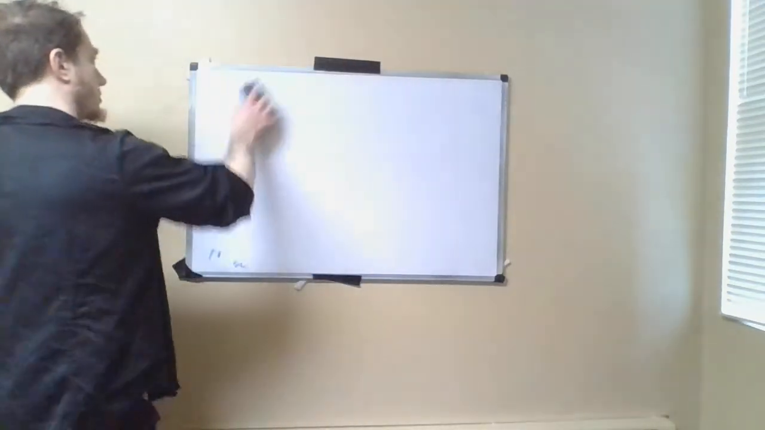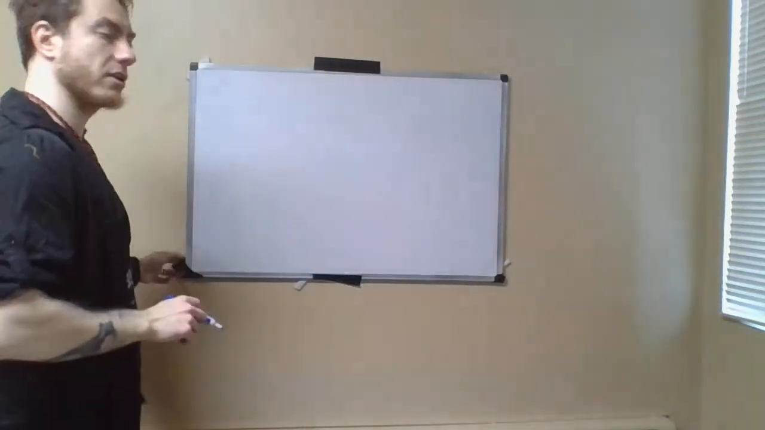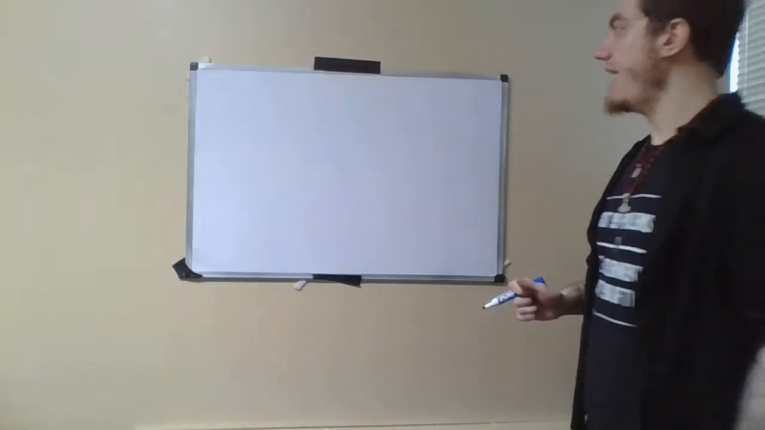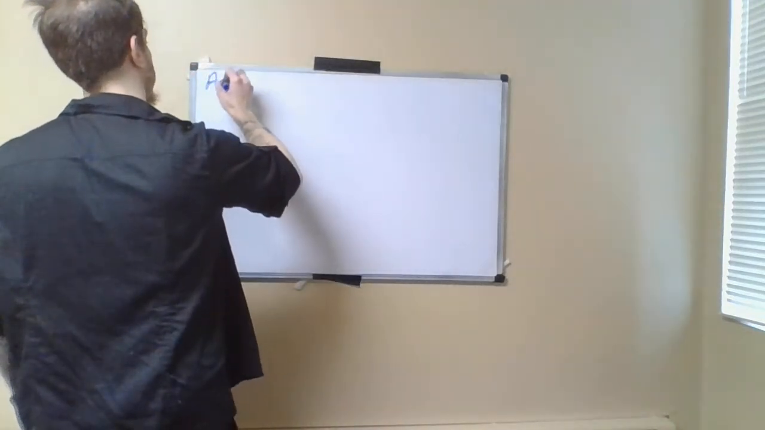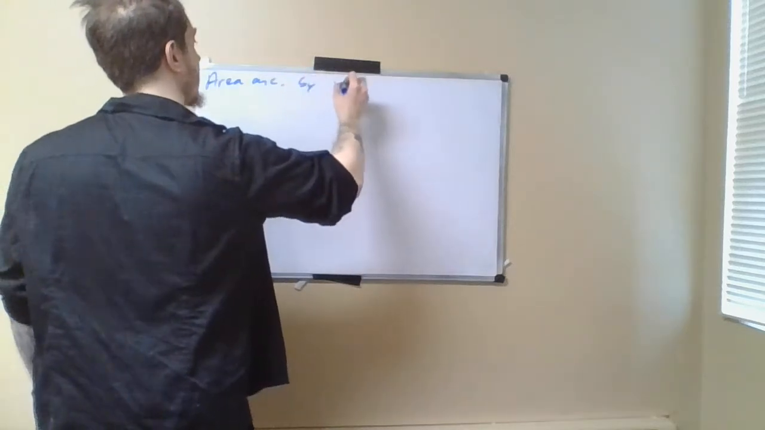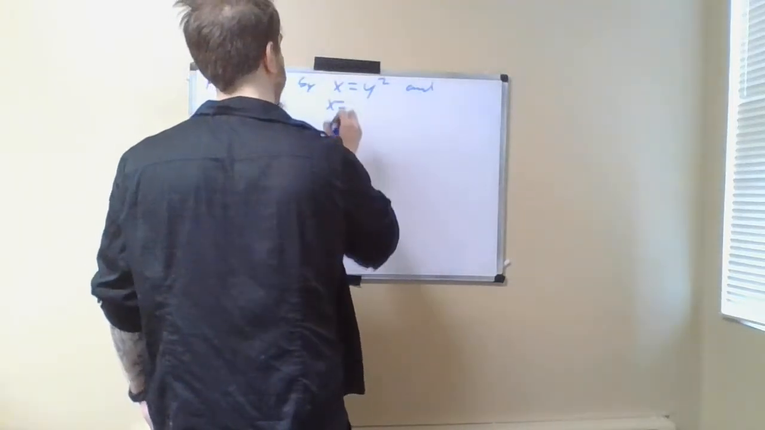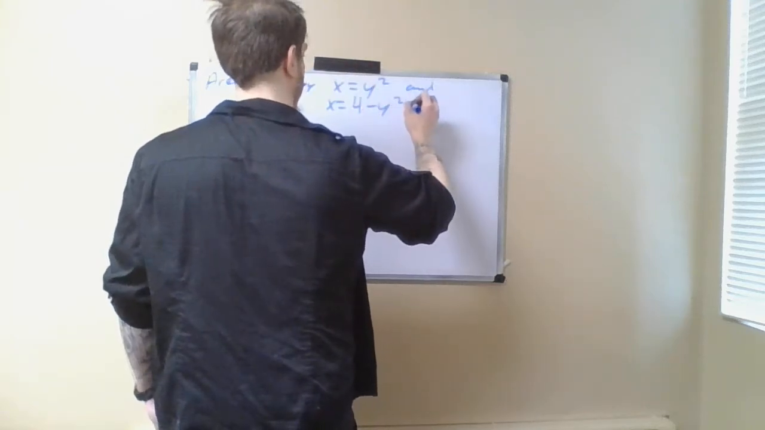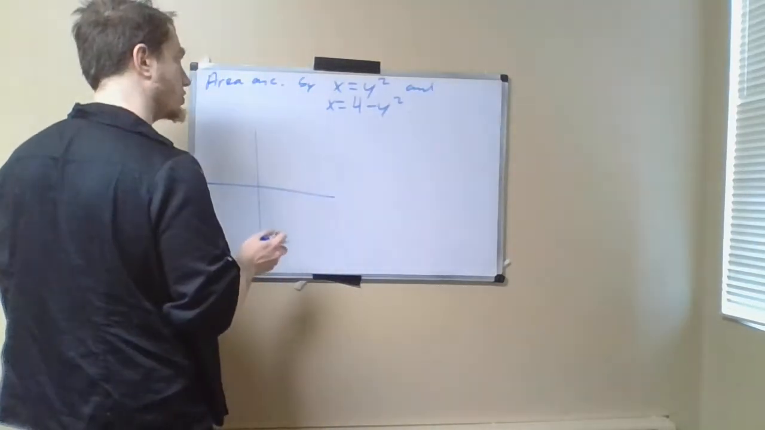And of course, you can do this with all sorts of stuff. Now, what if I wanted to find an area that is enclosed, but it's enclosed a little bit differently? Like, what if the curves that I have don't give me y as a function of x? What if instead I had something like the area enclosed by x equals y squared and x equals 4 minus y squared? Because the problem here is, what is this region going to look like?